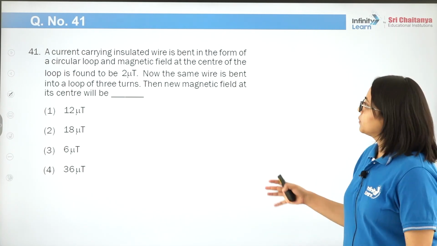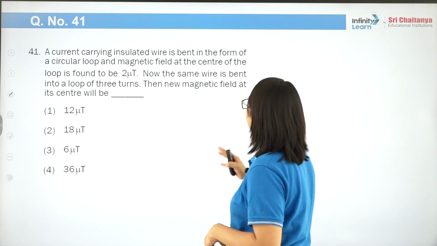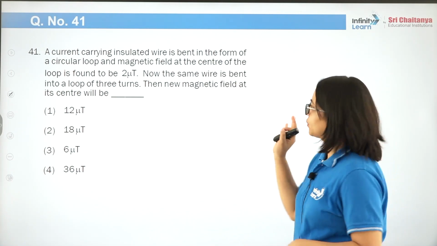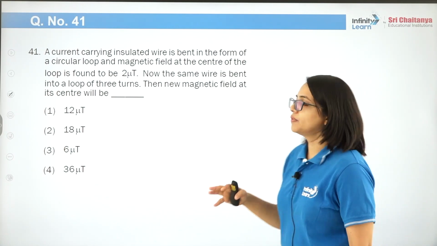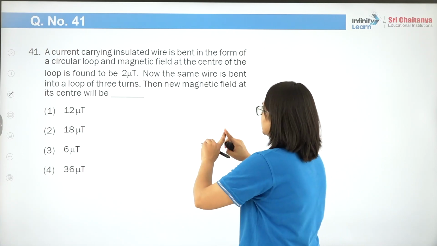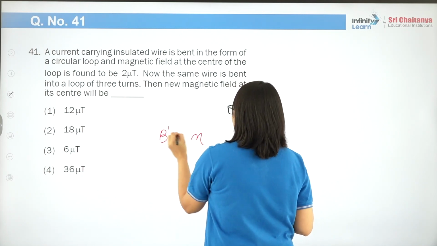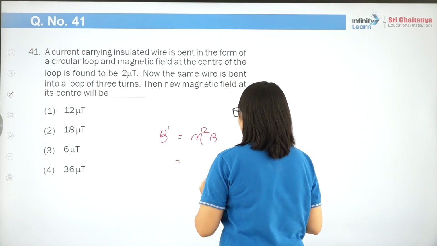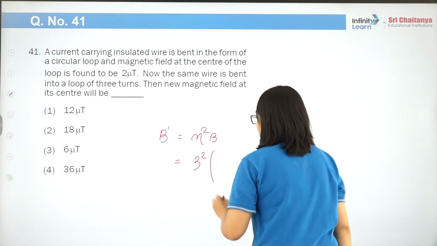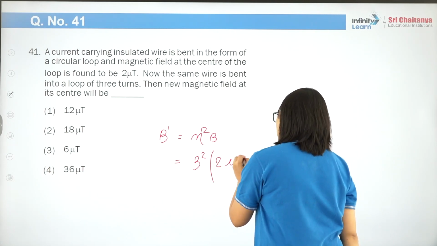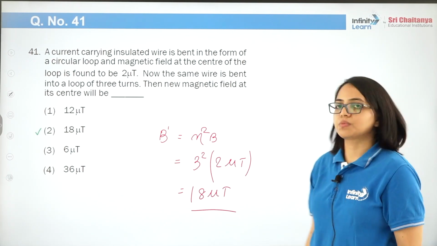Next is question number 41. A current carrying insulated wire is bent in the form of a circular loop and the magnetic field at the center of the loop is found to be 2 microtesla. Now the same wire is bent into a loop of 3 turns. The new magnetic field at its center will be. When we change the number of loops, the new magnetic field is n square times the old magnetic field. Number of loops is 3, so n will be 3. So this is 3 square times 2 microtesla, which is equal to 18 microtesla. So the correct answer is option 2.